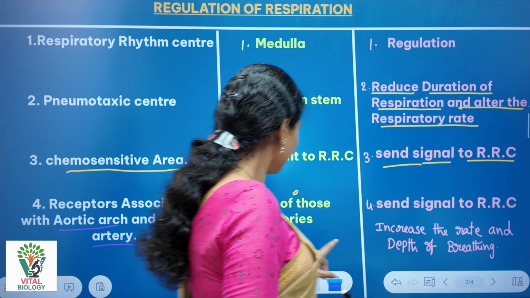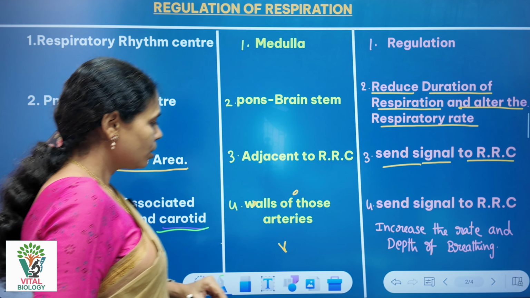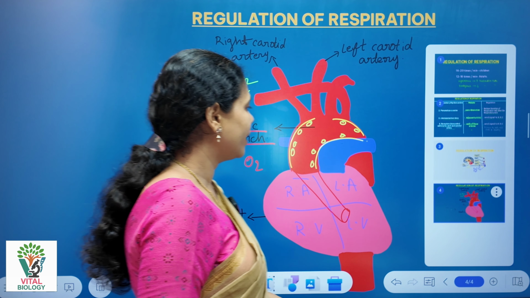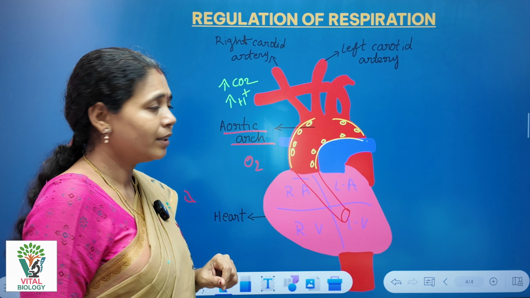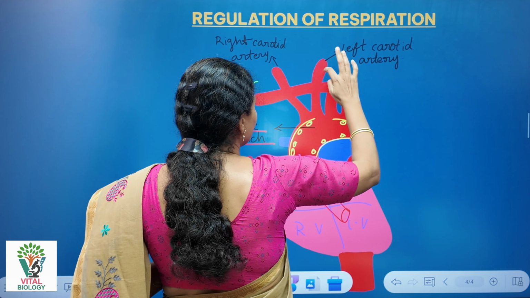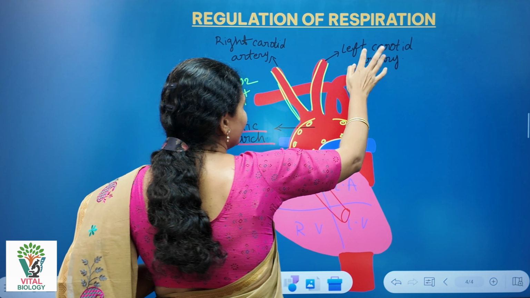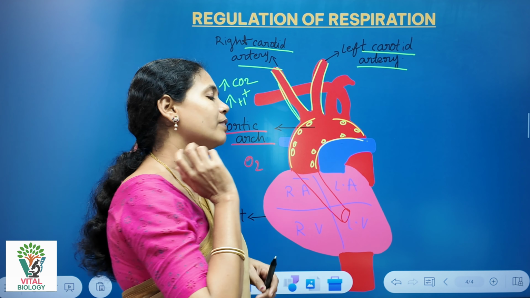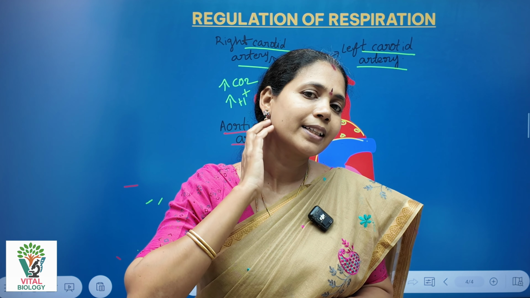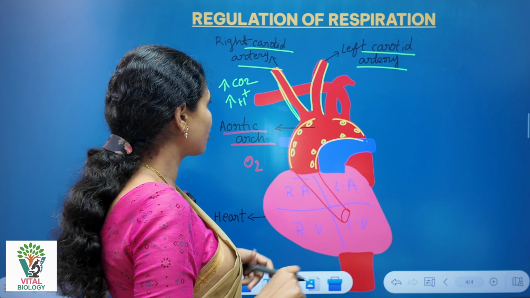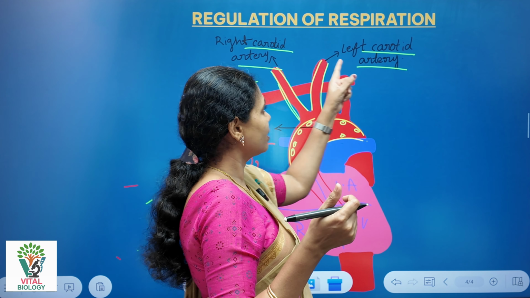Here, the receptors are associated with the aortic arch and the carotid artery. In the diagram we have observed the aortic arch, but where is this carotid artery? When the aorta divides, it gives rise to the left and the right carotid artery, which go towards the neck area and through the neck towards the jaw. These blood vessels carry blood towards the jaw structures on the left side as well as the right side. Those are the carotid arteries.